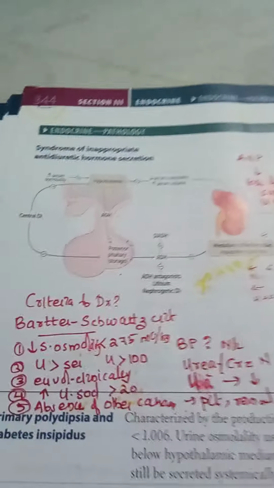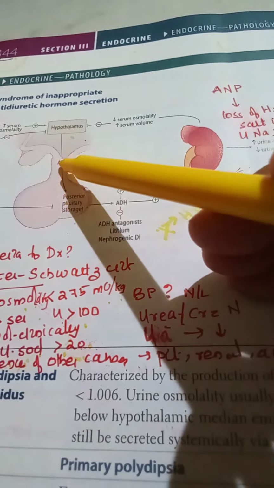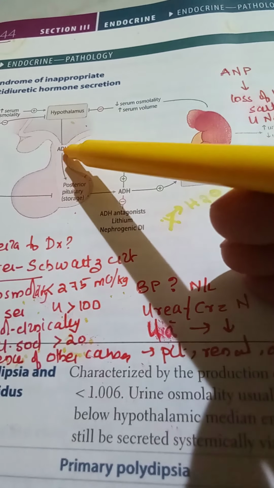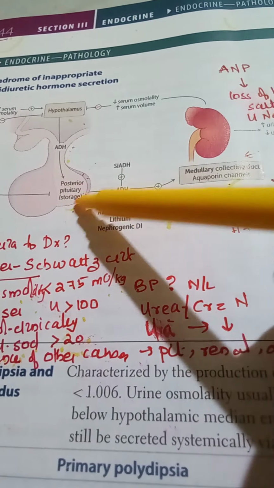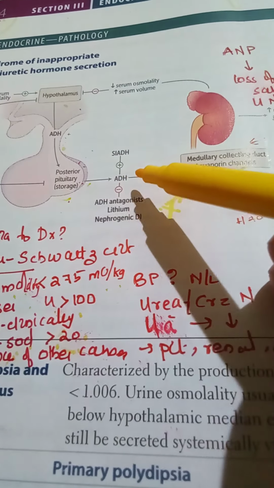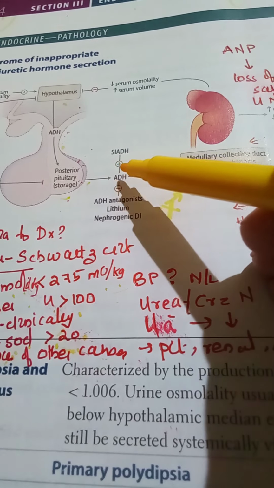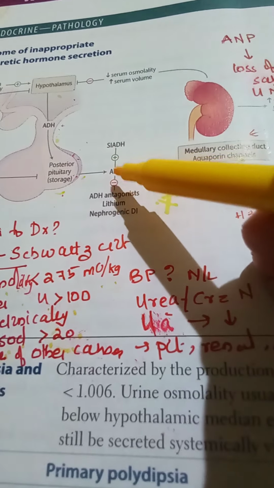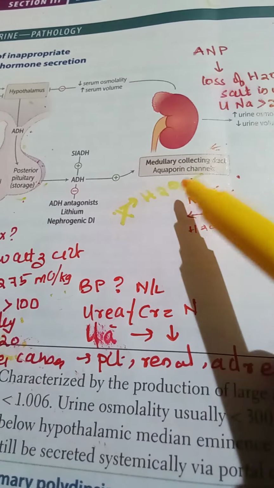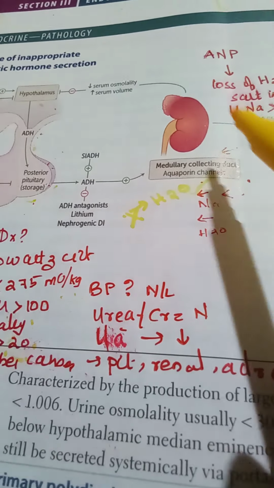ANP chapter, SIADH chapter. So let us check this one again. Hypothalamus secretes ADH along with what? Along with oxytocin. Oxytocin and vasopressin come together and get stored in the posterior pituitary. That is the place where they store these two hormones. In SIADH, ADH is increased. ADH goes and acts on the medullary collecting duct, on the aquaporin channel, and prevents the water from going out.